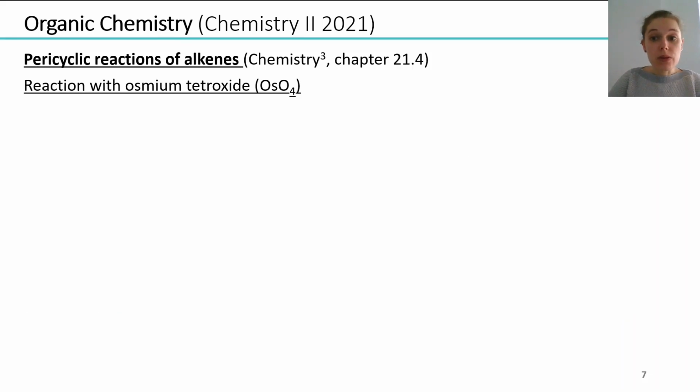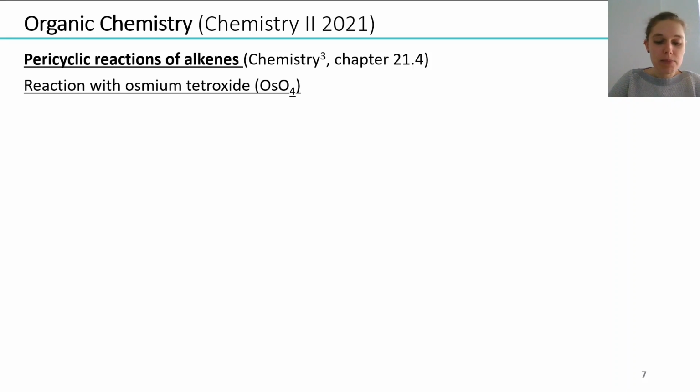So now we learned how we can convert an alkene into an anti-1,2-diol. But how can we produce also syn 1,2-diols? And I can tell you, yes, we can. And therefore, we need to perform a so-called pericyclic reaction. And what is now a pericyclic reaction?